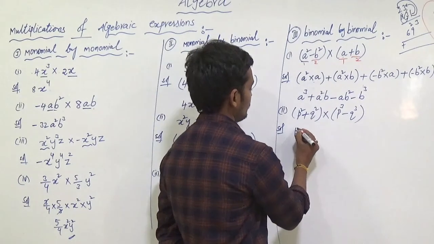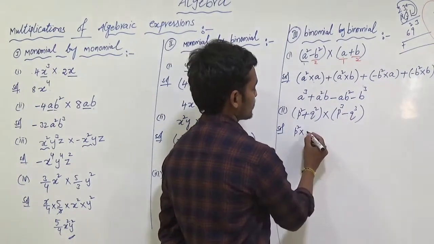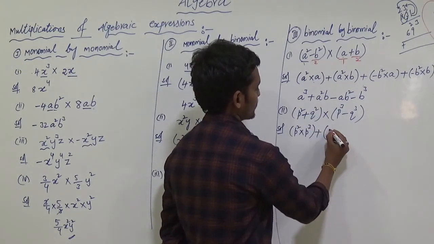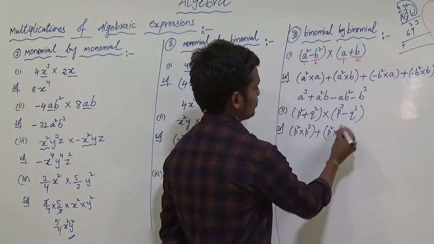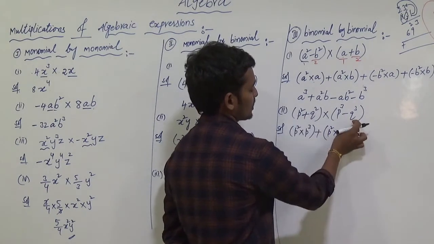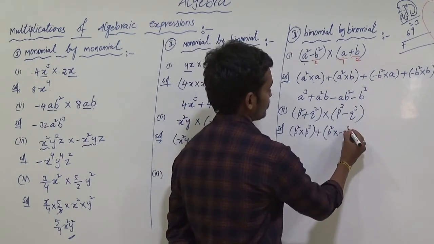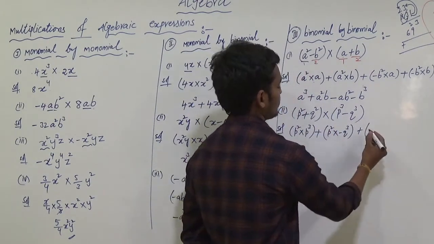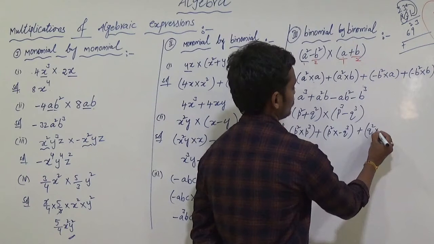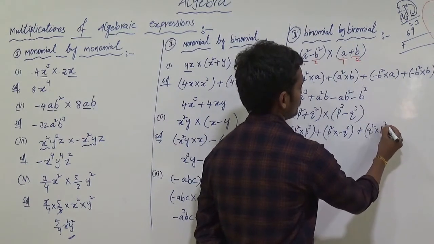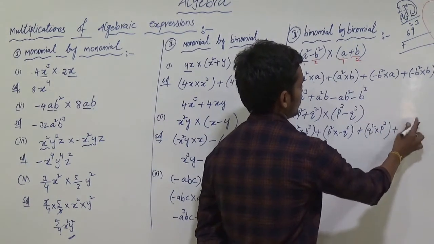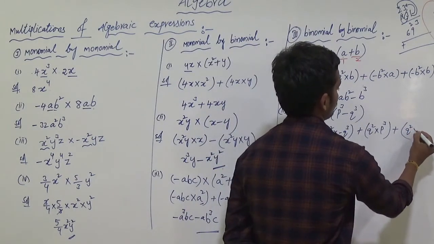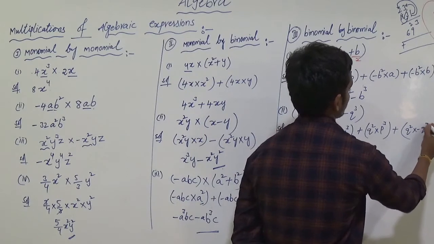The first term p square into the first term p cube, plus p square into the second term, minus q cube. In the same way, plus the second term q square into the first term p cube, plus the second term q square into the second term, minus q cube.